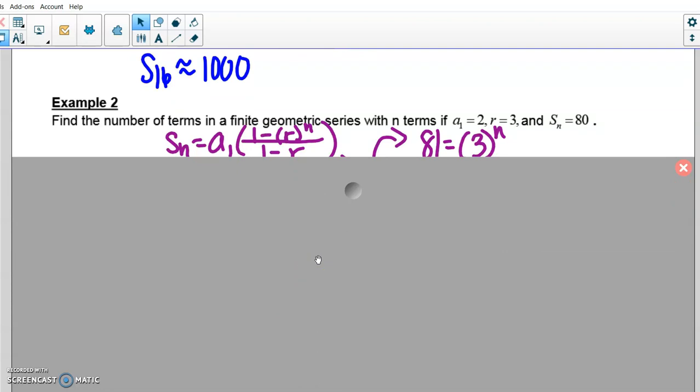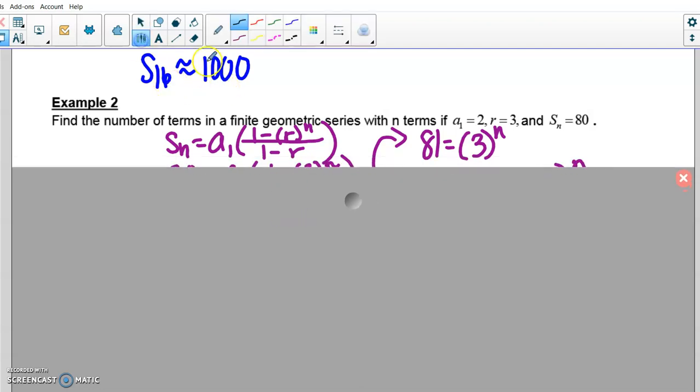So example 2 says, and I wish I could type this all out and it wasn't already written, but hopefully it's all good. And of course you can always come to a help session if you need help solving these, but it says, find the number of terms in a finite geometric series with n terms if a sub 1 is 2, so I know my first term here is 2, so that's going to go in here. If r is equal to 3, where r is in my formula, I'm going to put 3.